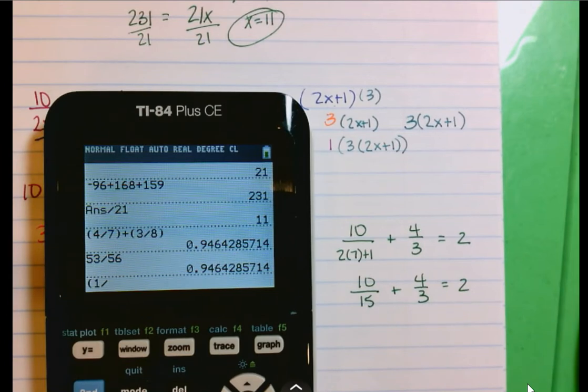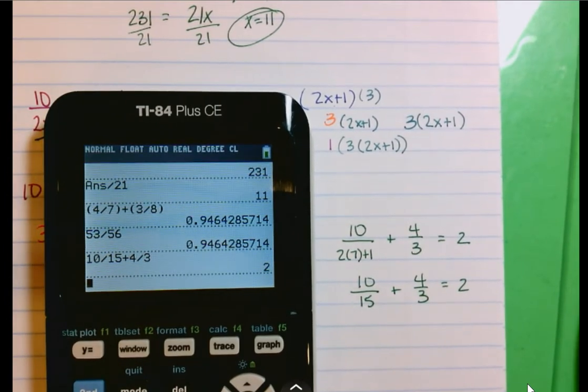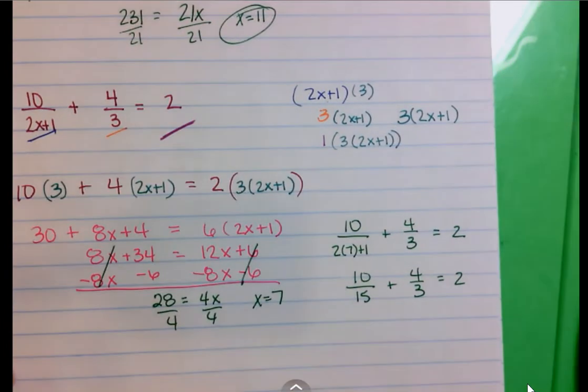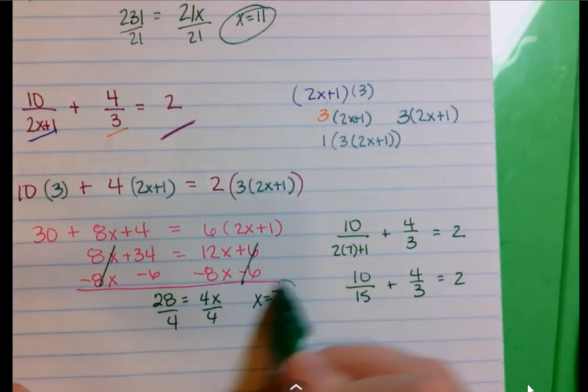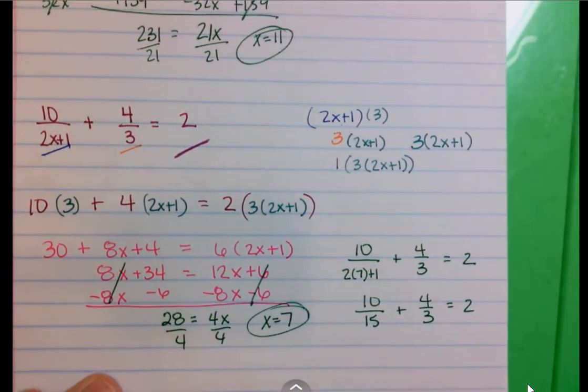So 10 divided by 15, oops, if I can do that right the first time, plus 4/3 equals 2. So I checked it out and it works. So my answer is x equals 7. Alright, moving on to the next example.